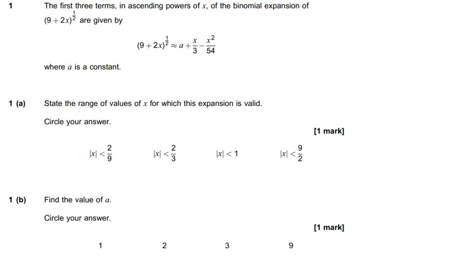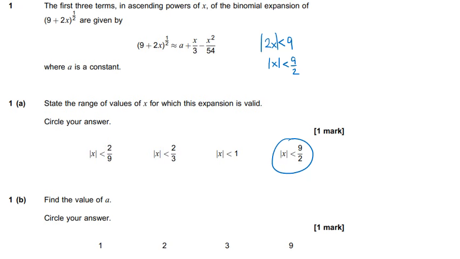The first question is the binomial expansion, and we're asked that (9 + 2x)^(1/2) is given by these first three terms, and part A asks, where is this expansion valid? Well, this expansion is valid in the case where the size of the second term is less than the size of the first term. So in other words, if we divide by 2, we have that the modulus of x is less than 9/2. So it's the fourth option there.